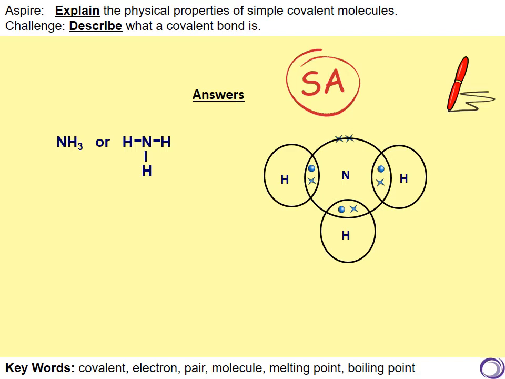So with ammonia, nitrogen had 5 electrons in its outer shell and wanted another 3, and the hydrogens each had 1 and wanted another 1. So 1 nitrogen will share 1 electron with each of 3 hydrogens. This forms 3 single covalent bonds, each one shown by 1 pair of electrons in each of the overlaps.